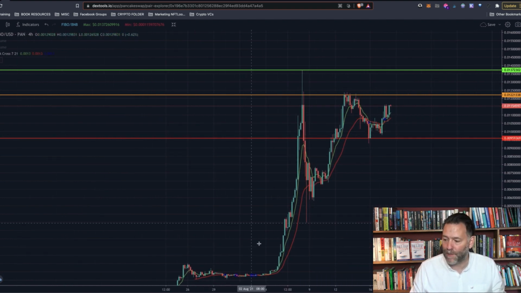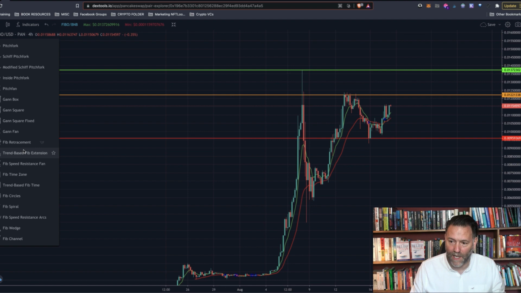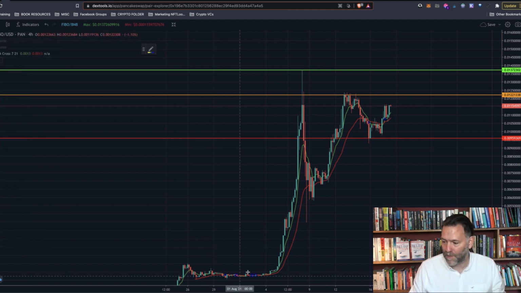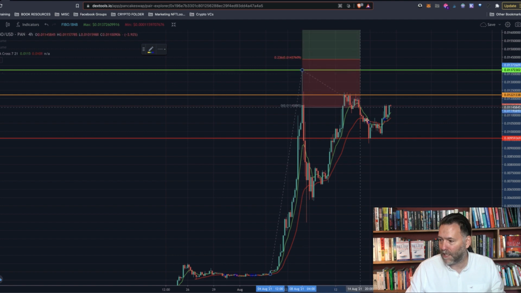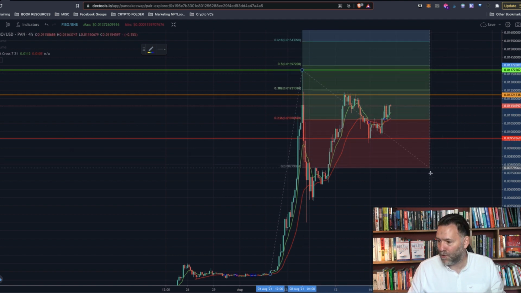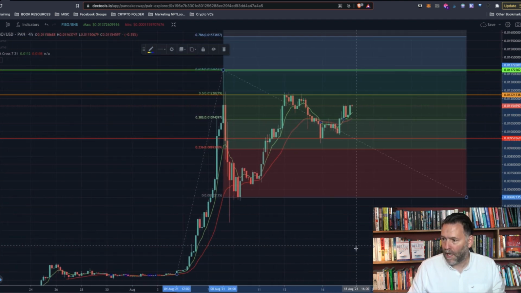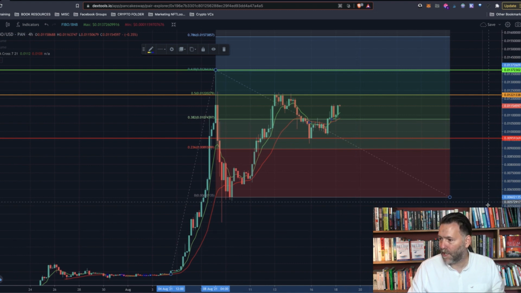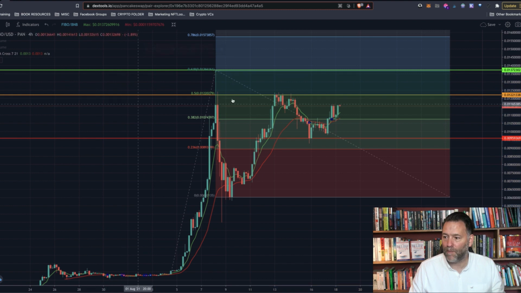So when we're using the Fib Extension tool, we're going from the start of the big rise. So we'll use the Fib Extension, we'll click on that and go trend based Fib Extension, start of the rise, all the way up to the peak, come back down to, and see where it could go from there. Now Fibonacci, the golden ratio number, 61.8, is bang on the all-time high, obviously.